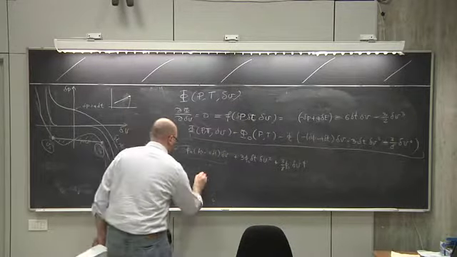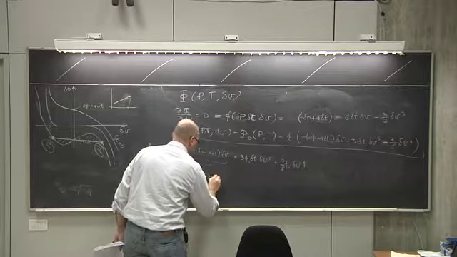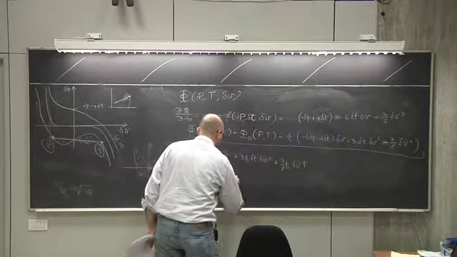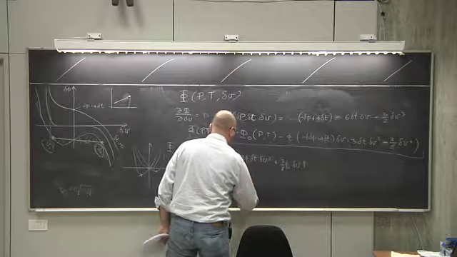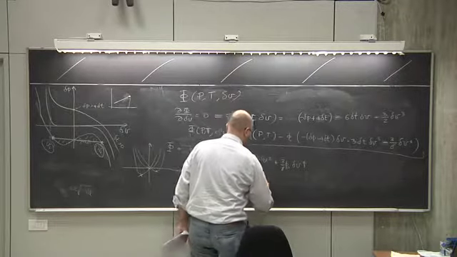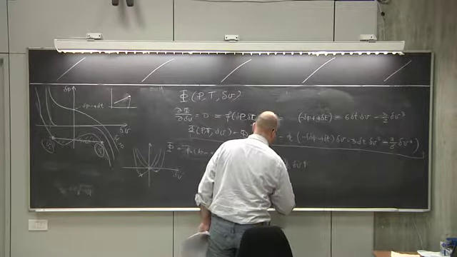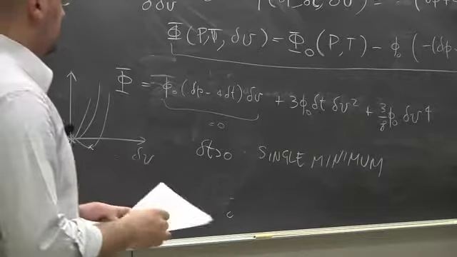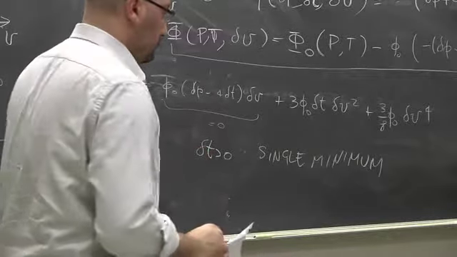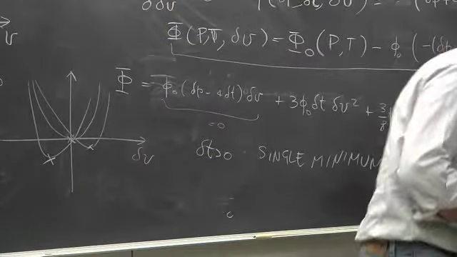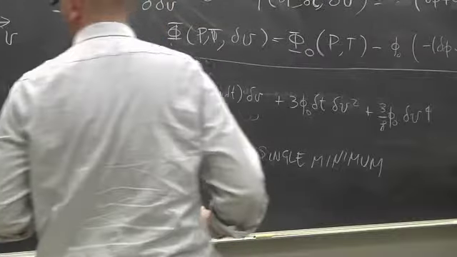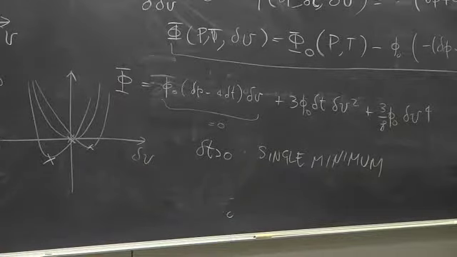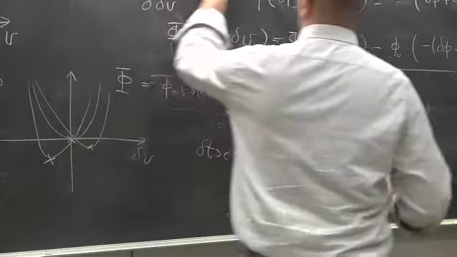But still there is one minimum. So delta t larger than 0, single minimum. Let me erase this.